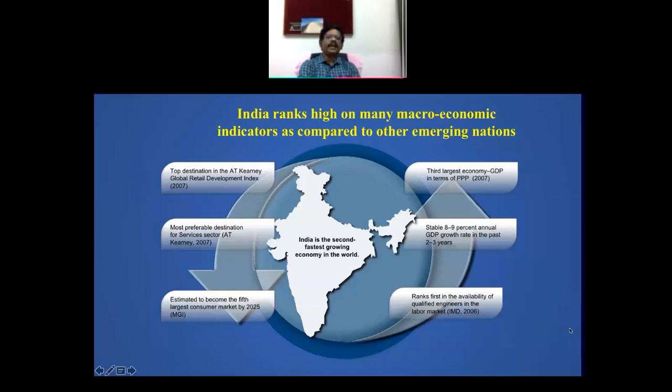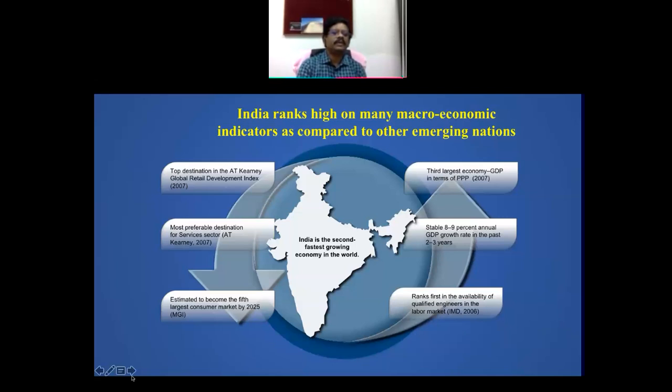Now just see India and its complete nature. India ranks high on many macroeconomic indicators compared to other emerging nations, right? When you look at the macro economy of India, it is far better in terms of its merits. India is the second fastest growing economy in the world. So this is one great opportunity. If you are in some other country, it is very difficult, because we have seen many countries that are not that active in terms of economy, right? Our India has that kind of system.